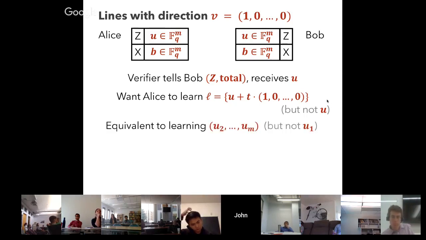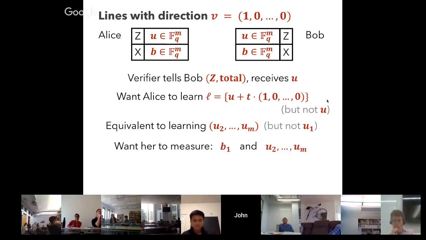So what are we going to do? Well, it turns out learning this line L is equivalent to only learning the values U2, U3, all the way through UM. What do I mean by that? The points in line L are all of those that agree with U on the values 2 through M, but they may disagree with U on the first value. You'll have every single possible value for the first coordinate somewhere along this line, but every other coordinate will be specified by U. So if I just learn U2 through UM, I learn what the line is. And if I prevent the prover from learning the value of U1, then I prevent them from learning what U is.